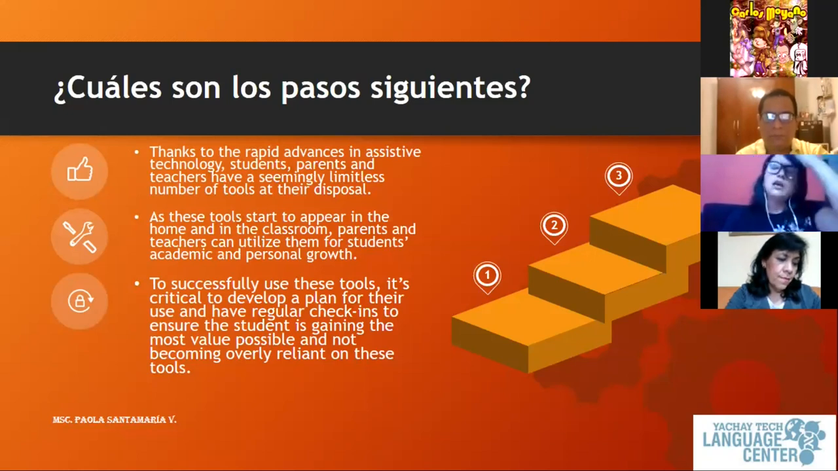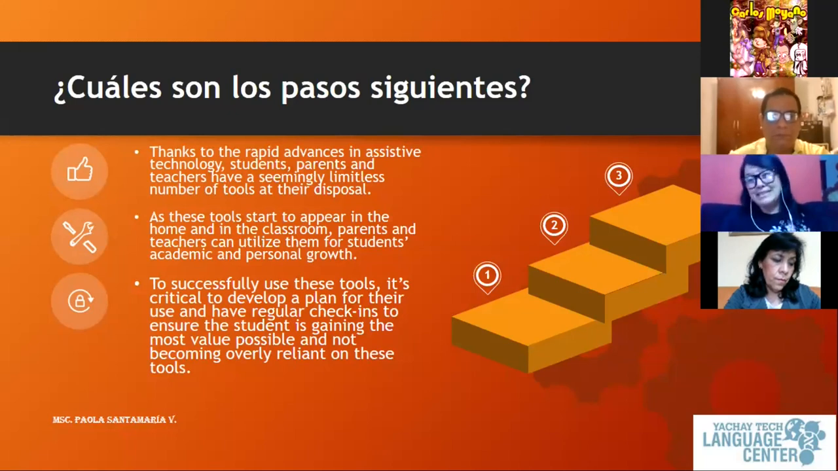And finally, of course, thanks to the rapid advances in this assistive technology that I have explained to you, students, parents, and teachers are going to find out there in the market a limitless number of tools, devices and apps at your disposal, right? So just take some time. I know that for us as teachers, with these online classes, it has been really difficult.